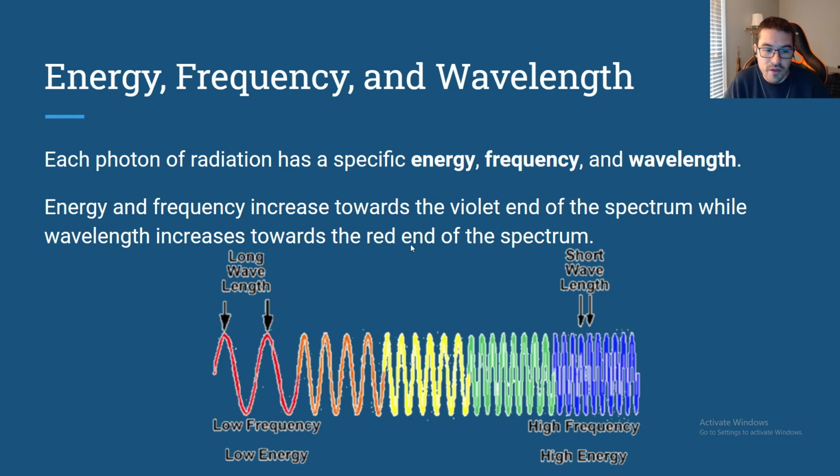So wavelength is actually the opposite. Wavelength increases towards the red end of the spectrum. So long wavelengths correspond to low frequencies and low energy, whereas short wavelengths correspond to high frequency and high energy, okay?